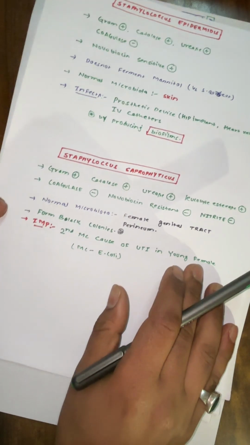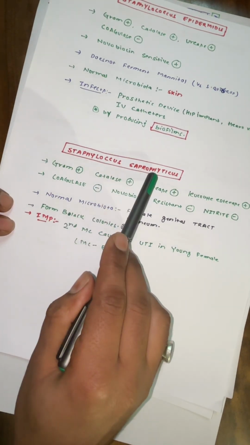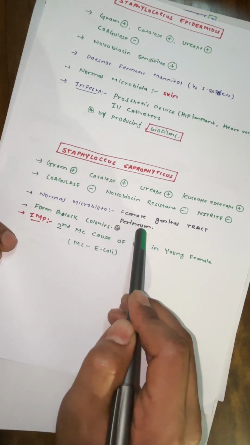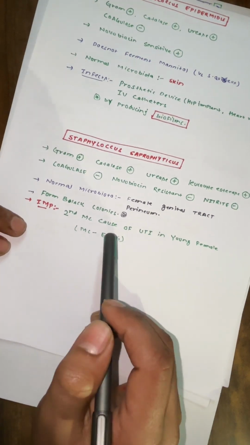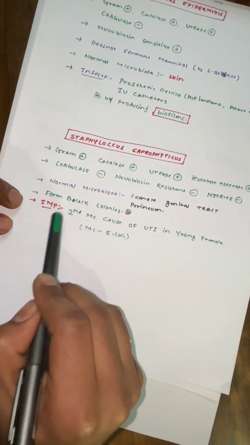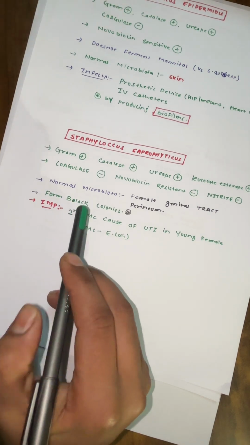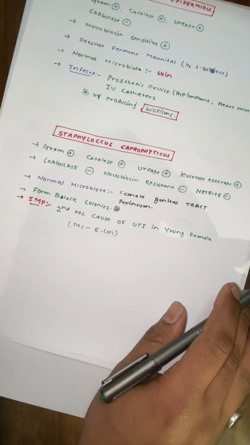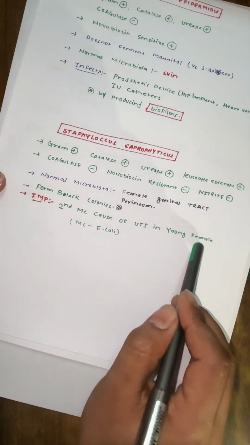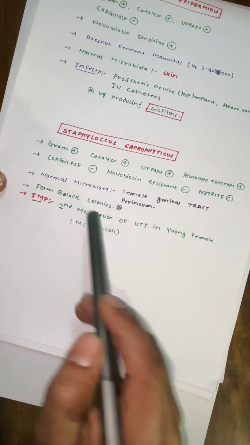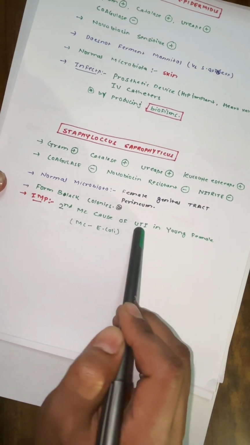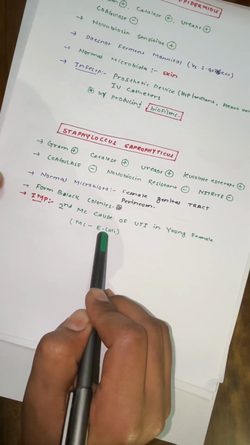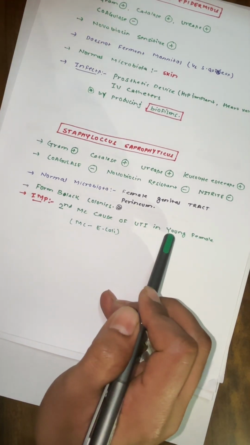The normal habitat of Staphylococcus saprophyticus is the female genital tract and perineum. Now the most important point, its clinical importance. MCQs are sometimes asked in USMLE and all the PG examinations: what's the second most common cause of UTI in young females? Always remember Staphylococcus saprophyticus is the second, not first. Which one is first? Always remember E. coli. E. coli is the most common organism which causes UTI in young females.